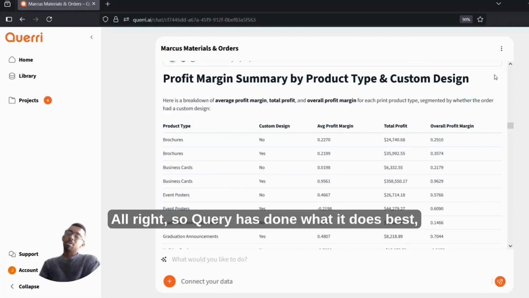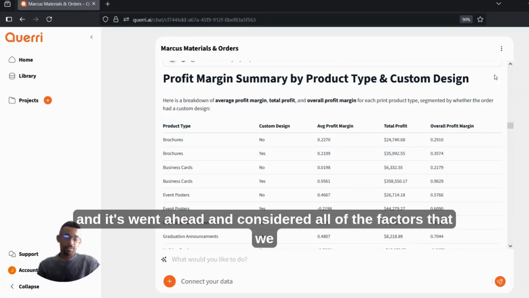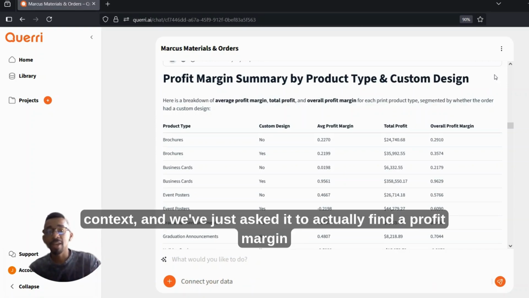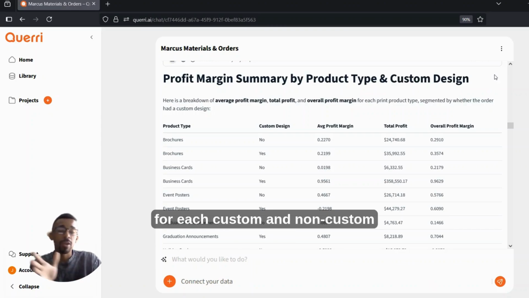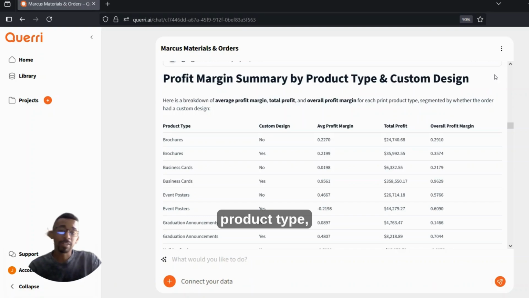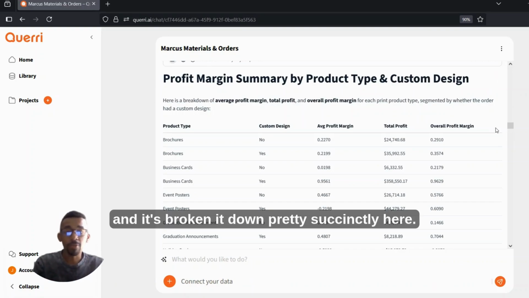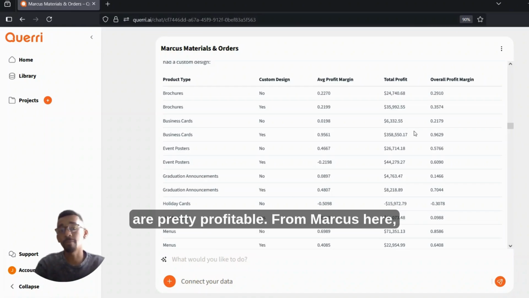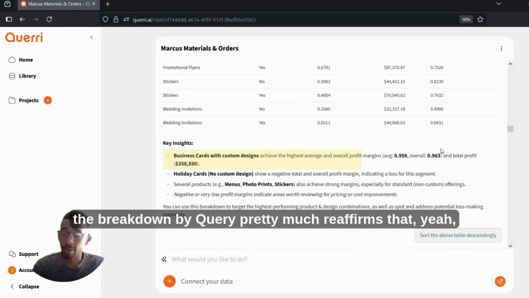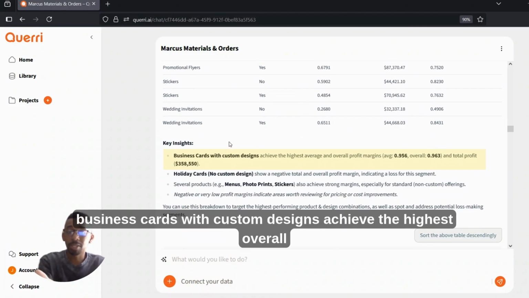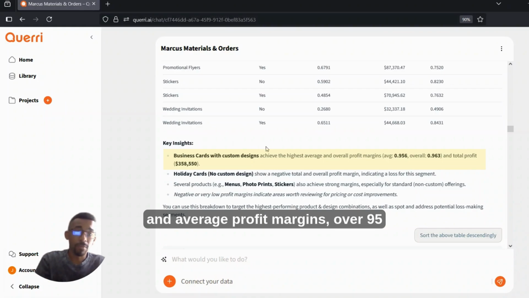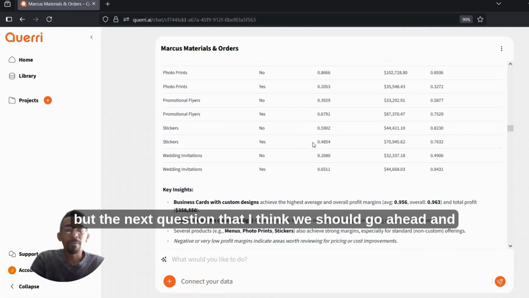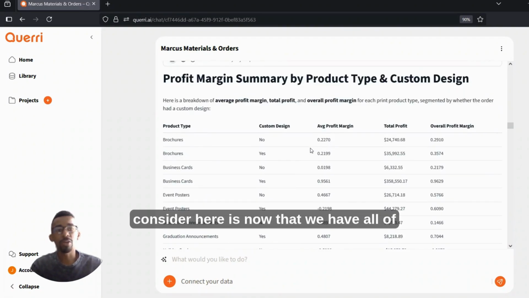All right, so Query has done what it does best, and it went ahead and considered all of the factors that we have given it thus far, and all of the other questions we've asked it are being considered as context. We've just asked it to find a profit margin for each custom and non-custom product type. And it's broken it down pretty succinctly here. If we scroll down, it looks like business cards, especially custom business cards, are pretty profitable for Marcus. The breakdown by Query pretty much reaffirms that. Business cards with custom designs achieve the highest overall and average profit margins, over 95% plus, which is excellent for him.